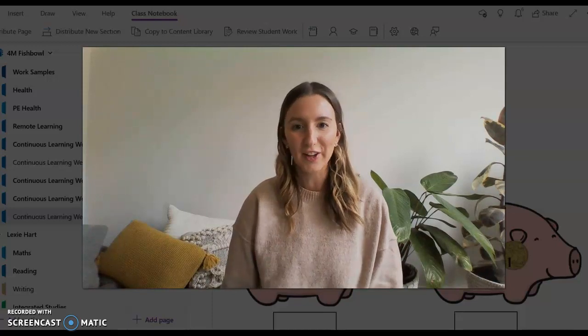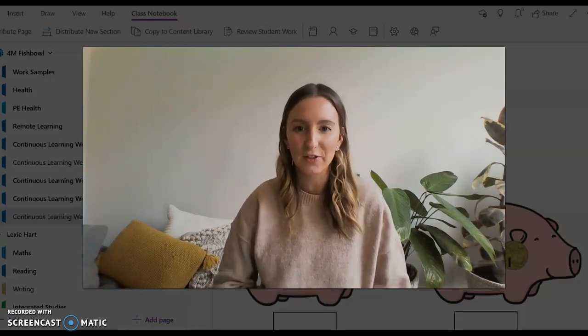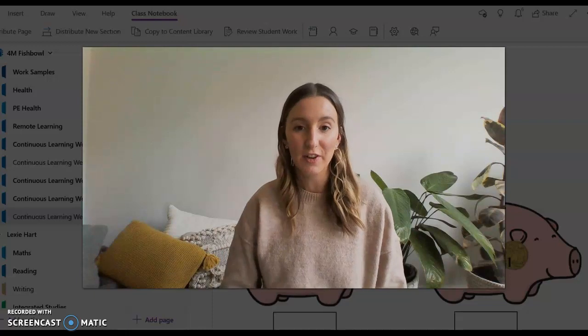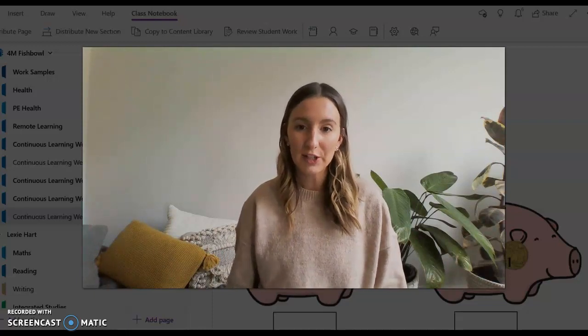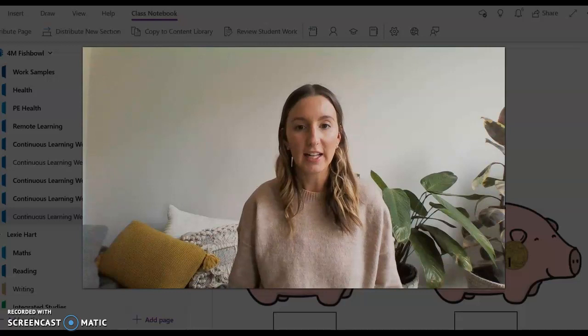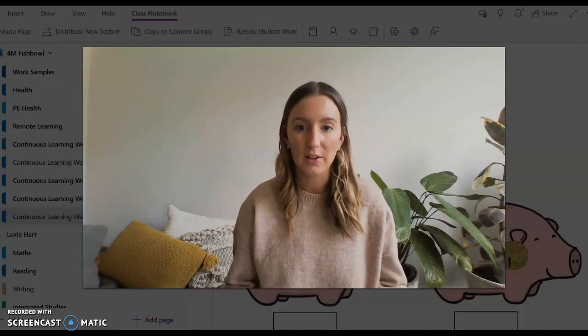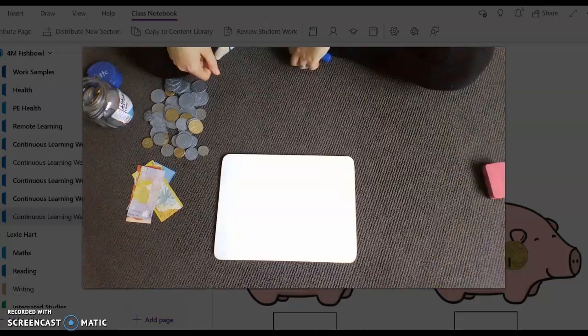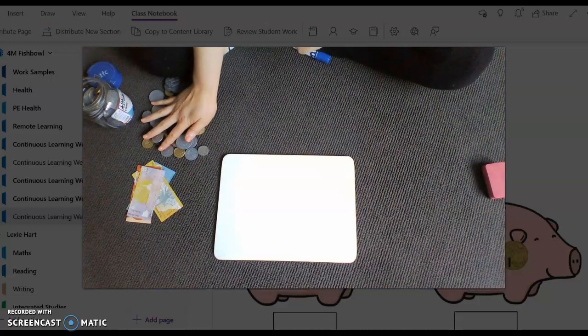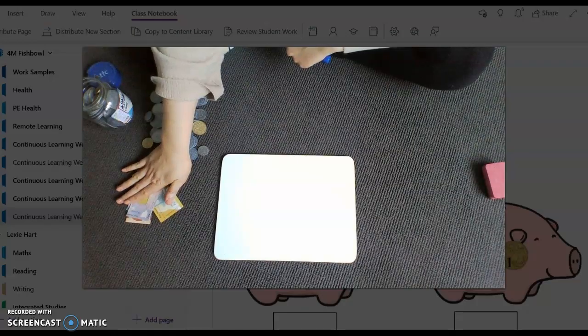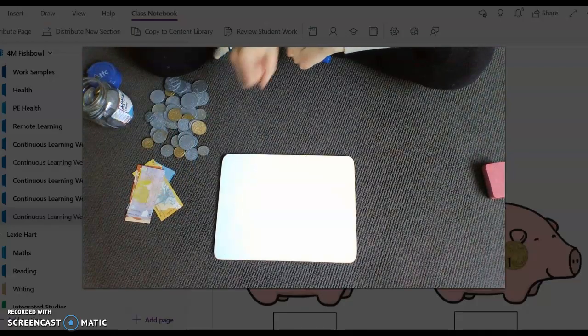Hi, today we are focusing on counting collections of coins and notes to find the total. I'm going to show a few examples and go through some steps on how we can count totals of money. Okay, so here I've got my coins and here I've got some notes. Let's start off with counting some coins first.